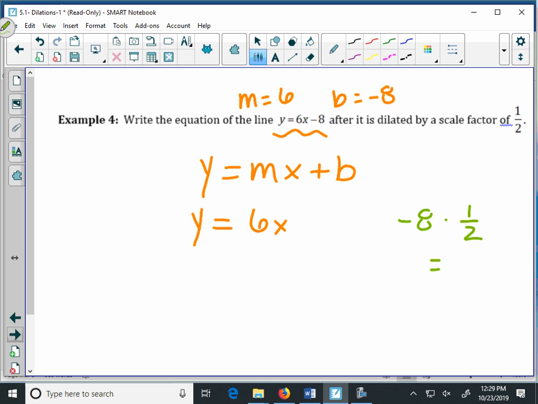-4. So that's the b of your new line. So when you dilate lines, and you need to write the equation of a line after you've been dilated, whatever the slope is of the original is the slope of your new. Slope stays the same. You just take whatever the b is, multiply it by the scale factor, and that's the b of your new line. And that's your answer.